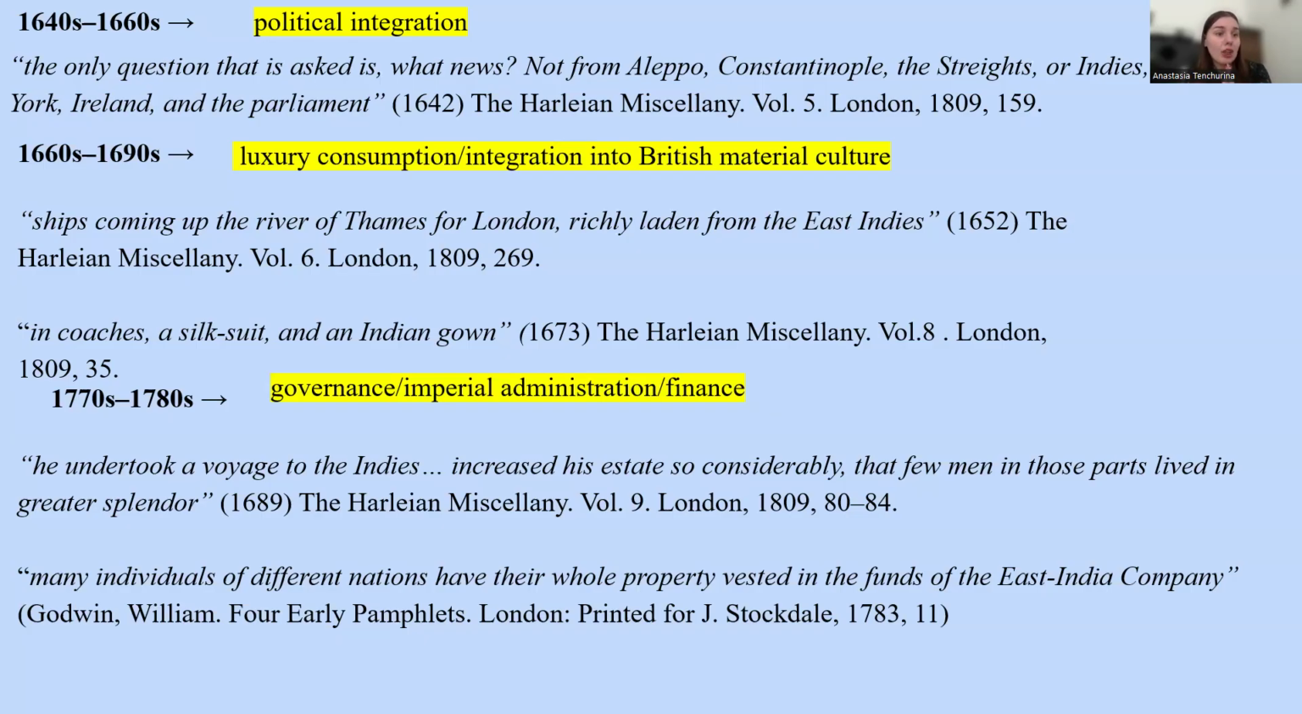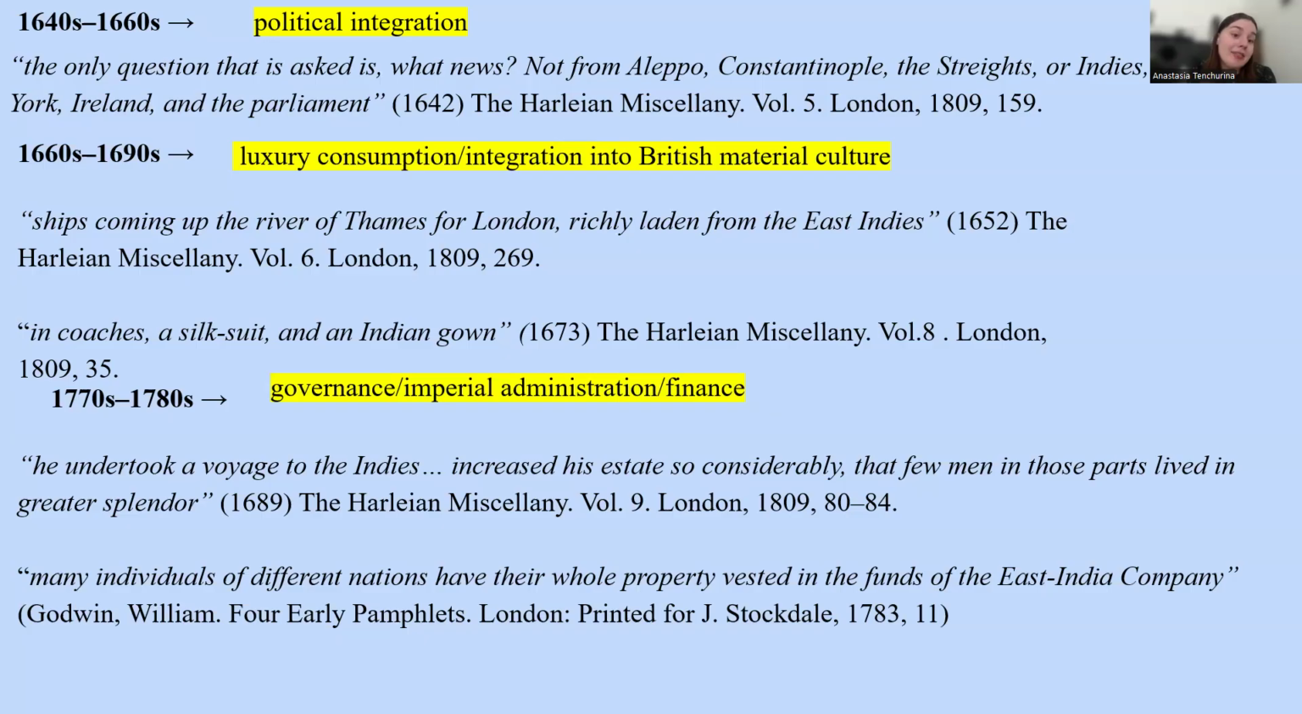And if we move forward, in 1652, the focus returns to trade. You can see here "ships coming up the river Thames for London, which laden from the East Indies." And the movement is now from overseas space into London itself. And the East Indies enter the Thames, the city, the economy of the capital. And we can also see some overseas distant commodities that also become quite visible.